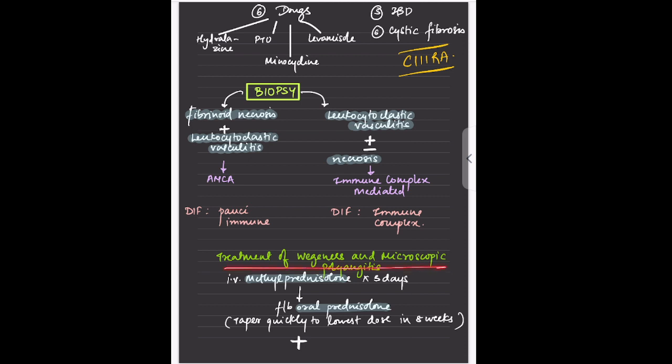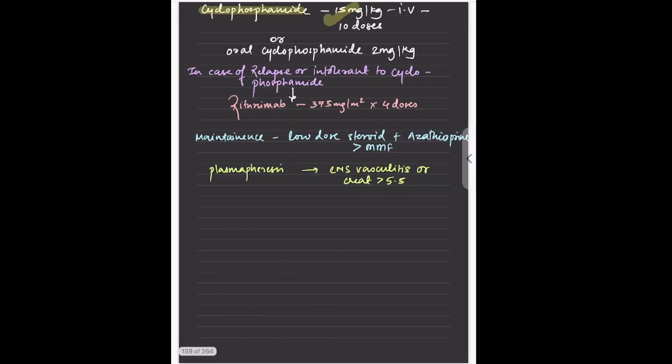The treatment of Wegener's and microscopic polyangiitis is more or less similar to SLE. We give IV methylprednisolone for 3 days, followed by oral prednisolone, which should be tapered over 8 weeks, along with cyclophosphamide, 15 milligram per kg IV, mostly 10 doses are given, or oral cyclophosphamide 2 milligram per kg. In case of relapse, rituximab. For maintenance, there should be a low dose of steroid along with azathioprine.